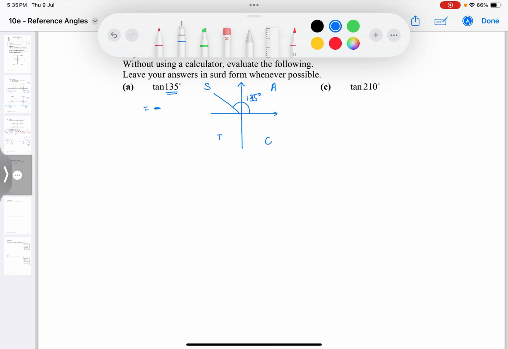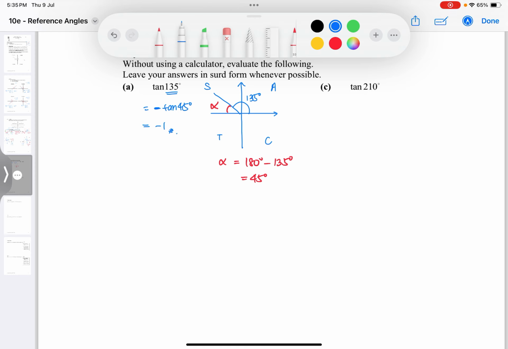Alright, the sign. Now to find the value, we will have to look at the corresponding basic angle. The basic angle is 180 minus 135, which is 45 degrees. So tangent 135 is equal to the negative of the tangent of the basic angle 45. And tangent 45 is a special angle, which is 1. So the answer is negative 1.